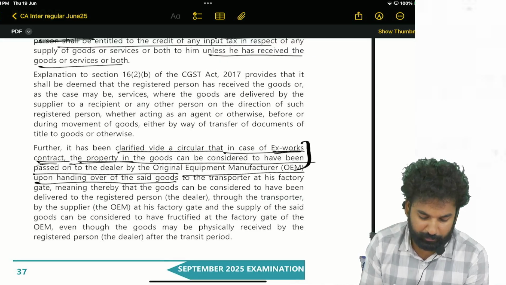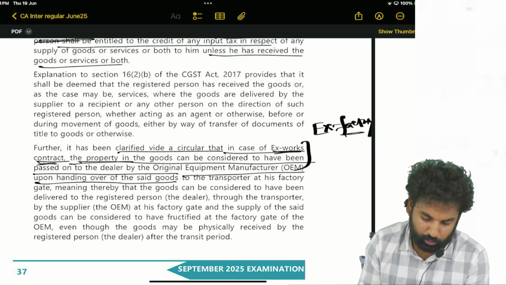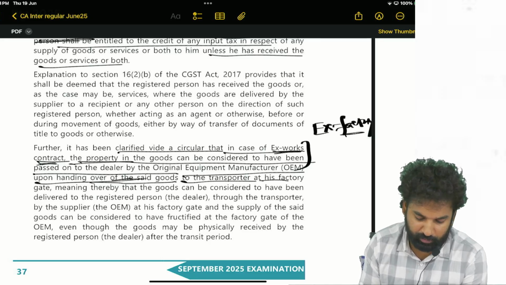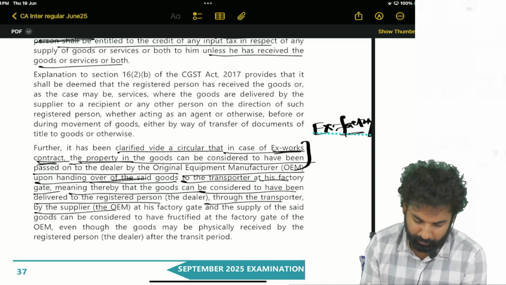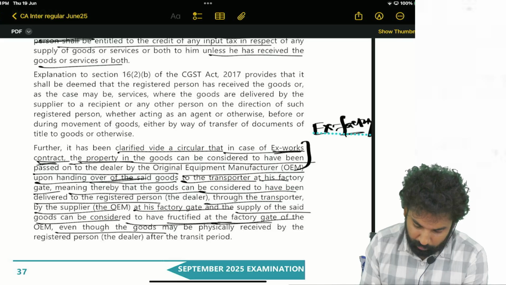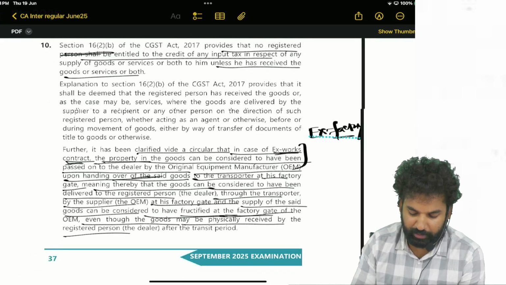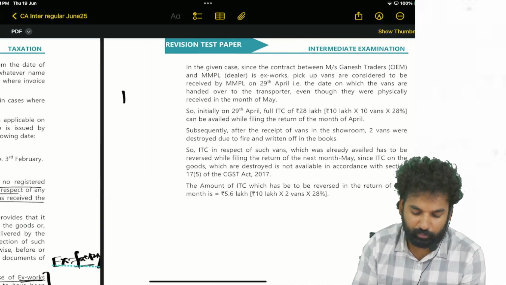Ex-works contract. So at the ex-factory, it is said that the goods are handed over to the transporter at his factory gate, meaning thereby goods can be considered to have been delivered to the registered person through the transporter by the supplier at his factory gate, and supply of the said goods can be considered to have been fructified at the factory gate of the OEM, even though the goods may be physically received by the registered person, dealer, after the transit period. So that means he can take ITC in the month of April.